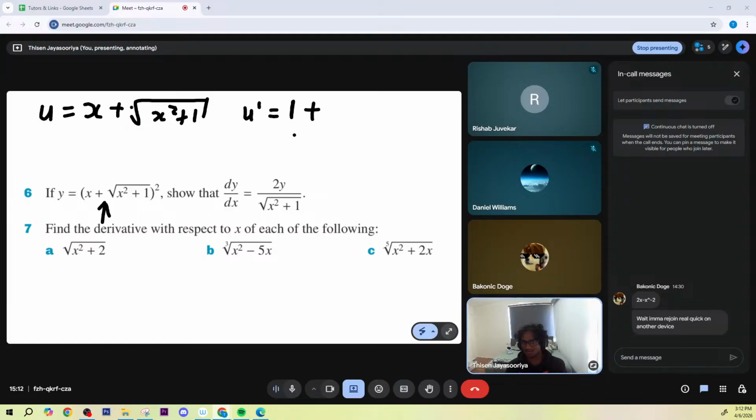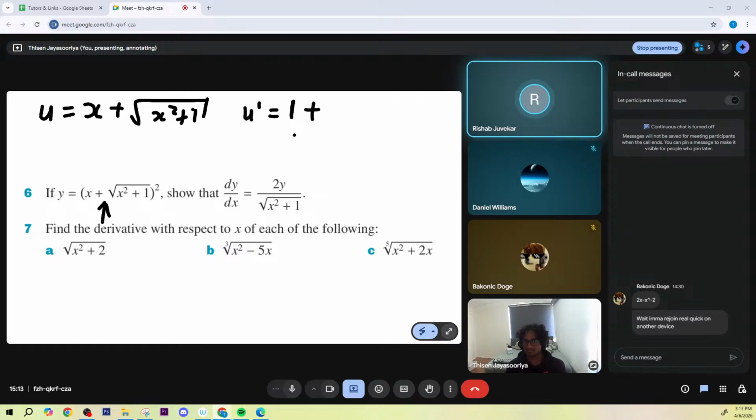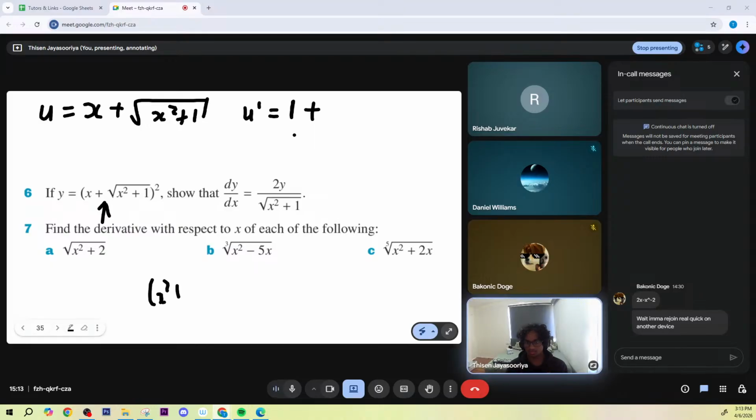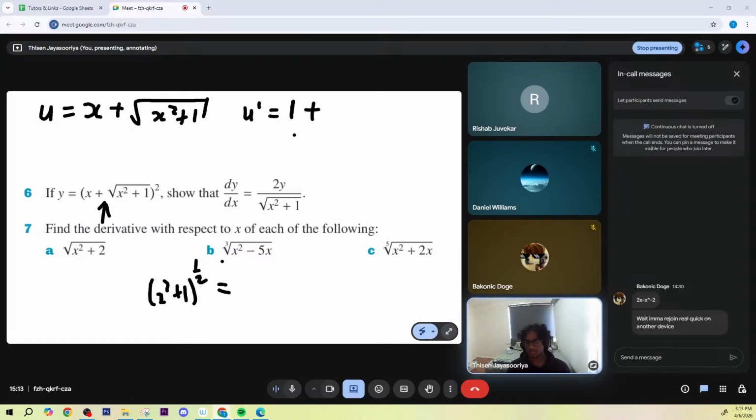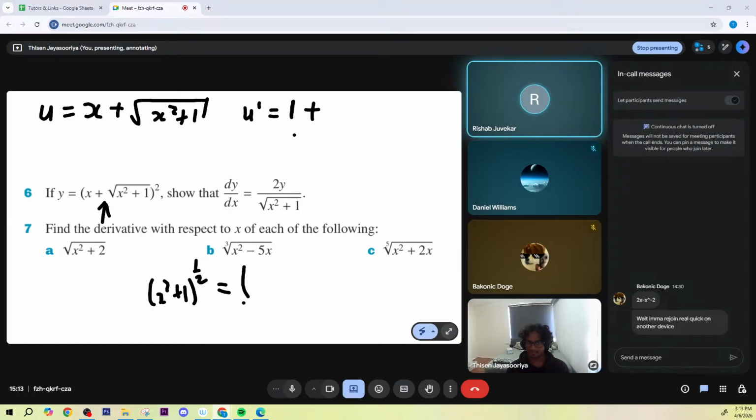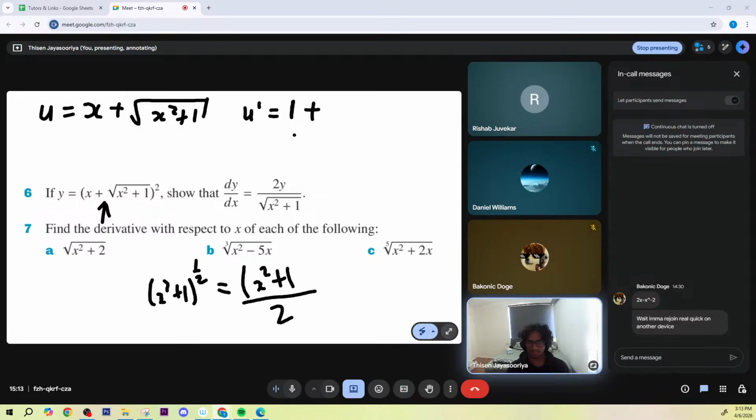So how can I find the derivative of this one, Rashab? Turn it into x squared plus 1 to the 1/2. Yeah. And what's the derivative of that? Chain rule. Yeah. So here I'll show you a quicker way of doing the chain rule. Just find the derivative of the outside function. So the outside function here is the square root. What's the derivative of that one? 1/2 u to the power of negative 1/2. Yeah, so x squared plus 1 to the negative 1/2, and then go inwards. So what's the derivative of the inside?